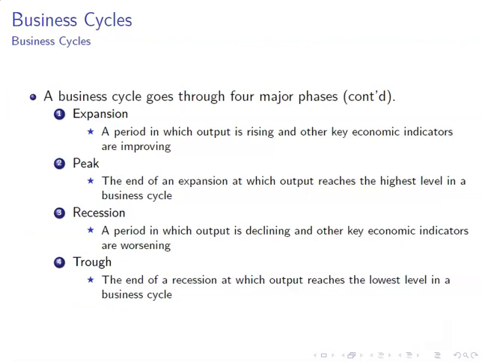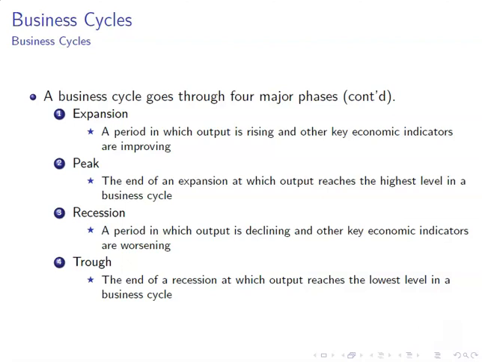An expansion is a period in which output is rising and other key economic indicators are improving. A peak is the end of an expansion at which output reaches the highest level in a business cycle. A recession is a period in which output is declining and other key economic indicators are worsening. And a trough is the end of a recession at which output bottoms out and is ready to rise again in a business cycle.